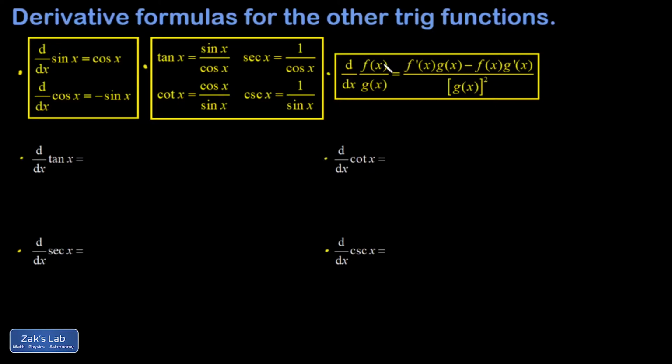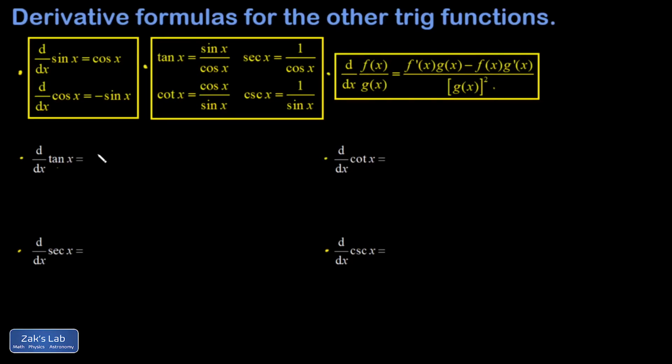So when you differentiate a quotient of two functions, you start by differentiating the numerator. You leave the denominator alone in that first term. You subtract the term where you leave the numerator alone and differentiate the denominator. Then you divide the whole thing by the denominator squared. So it looks like we can get the derivatives of all these other functions by applying the quotient rule to the definitions of these functions in terms of sine and cosine.